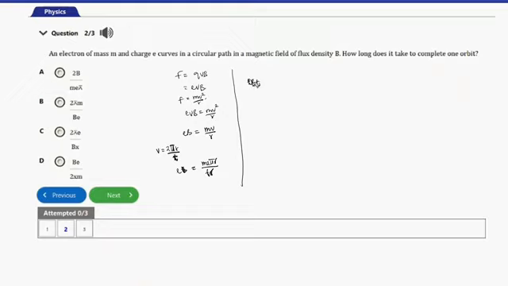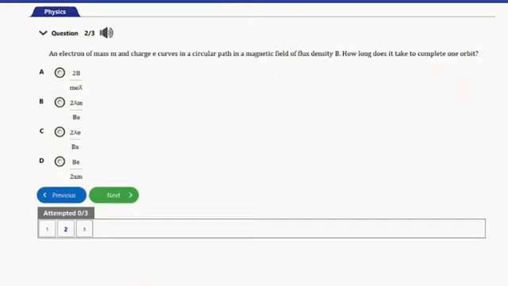So we can cancel out r, and then we have that eBt is equal to 2 pi m. So in that case, if we make t the subject of this equation in order to find how long it would take, that's the time. So t now becomes 2 pi m over eB. So that's it for this question. Option B is the answer to this question. So that's it. Let's go ahead and consider the next and last question, guys.